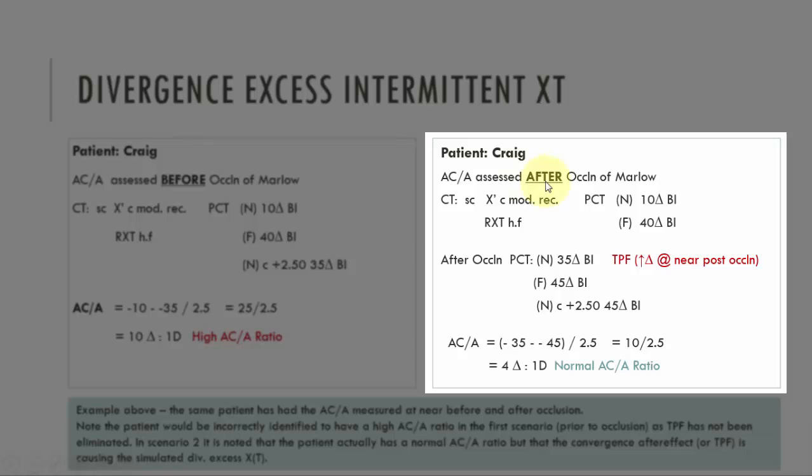So here we will measure the AC/A ratio after occlusion of Marlowe. After occlusion, the PCT is performed again, and what we find is now that at near we have a 35 diopter exo deviation, far of 45, and then we put up 2.50s at near, and we find that the patient has a 45 diopter base-in.